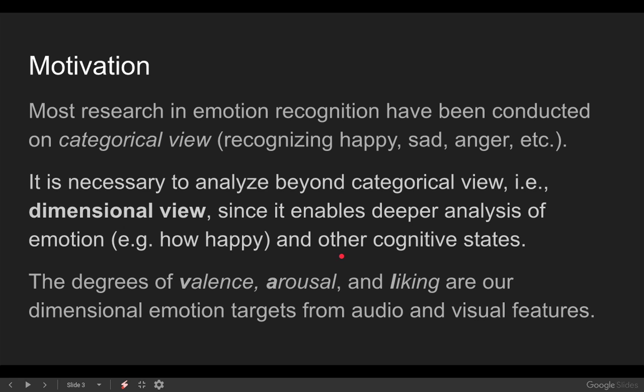So in this research, the dimensional emotions like valence, arousal, and liking are our targets from audio and visual modalities.